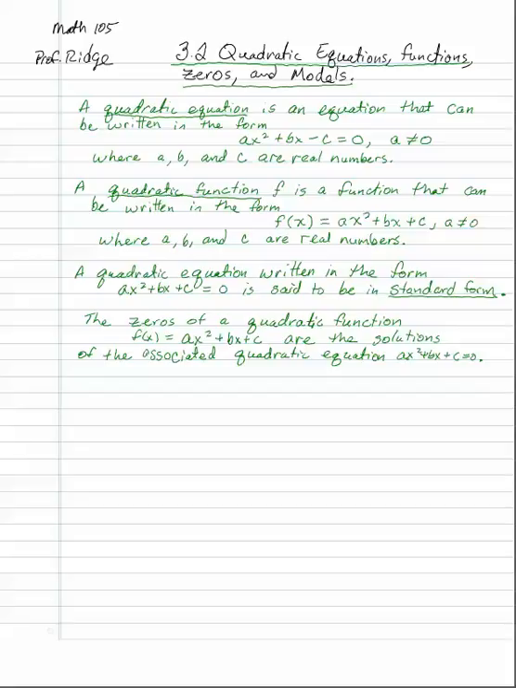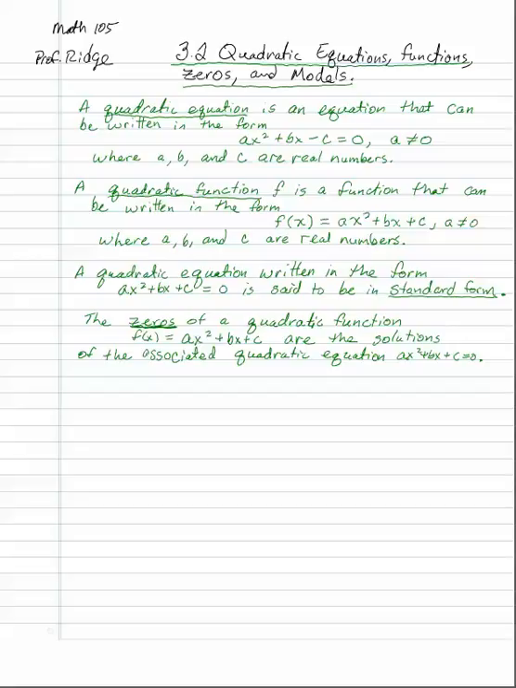Now we're going to be using this word zero a lot. So the zeros of a quadratic function, f of x equals ax squared plus bx plus c, are the solutions of the associated quadratic equation ax squared plus bx plus c equals 0. So basically we're saying, for a function, what x value do you plug in to get 0? So that's why it's called the zero of the function.